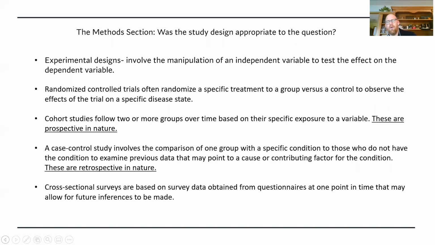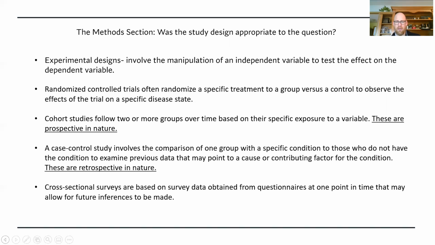All right, so the third question was: was the study design appropriate to the question? There are many different types of designs. As we've talked about, experimental designs involve the manipulation of an independent variable, which is a variable under control by the researcher, to test its effect on a dependent variable or an outcome. Randomized controlled trials often randomize a specific treatment group versus a control to observe the effects of that treatment on a specific outcome.